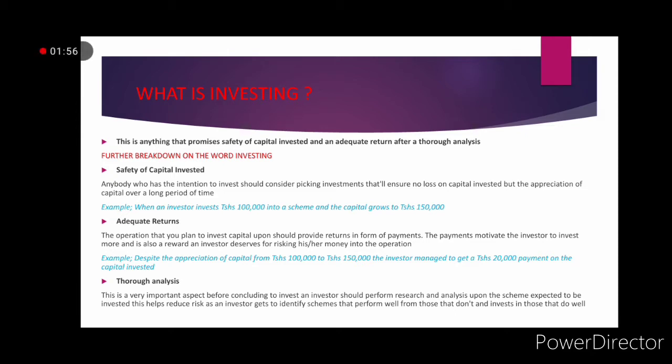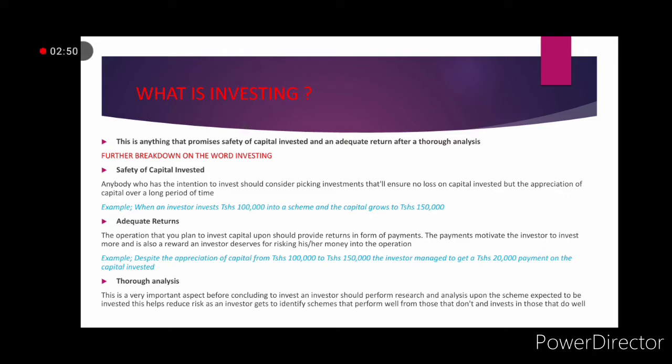So, giving you an example, when an investor invests 100,000 TZ shillings into a scheme and the capital grows to 150,000 shillings, the value of this capital has increased from 100,000 to 150,000 over a period of time. This sort of scheme would be considered a worthy investment. However, if the capital were to decline from, let's say, 100,000 to 80,000 shillings over time, then this wouldn't be considered an investment. It would be like a place where you went to blow up your money, because investments are originally meant to increase the value of the capital you've invested.